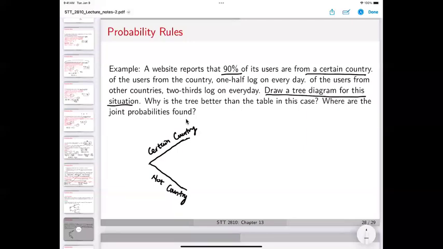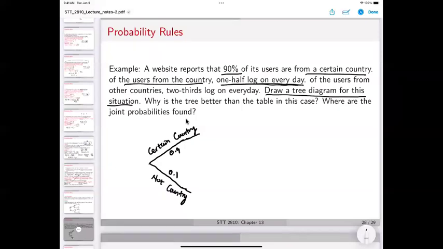Does that make sense? And here is going to be what? 0.9. Here would be what? 0.1. Does that make sense? Any question on this one? So I got that information from this one. Good.